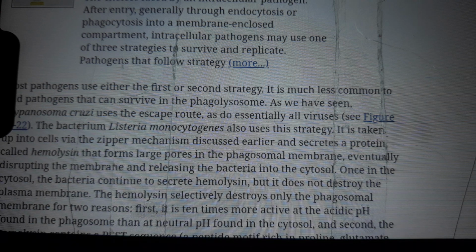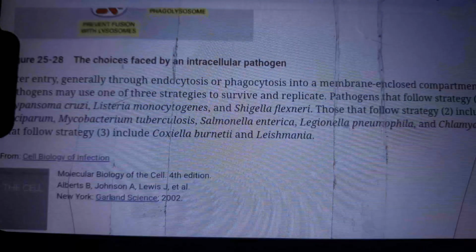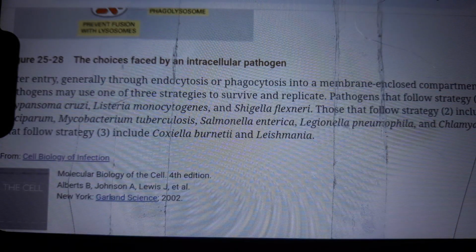Intracellular pathogens may use one of three strategies to survive and replicate. Pathogens that follow strategy 1 include all viruses, Trypanosoma cruzi, Listeria monocytogenes, and Shigella flexneri. Those that follow strategy 2 include Plasmodium falciparum, Mycobacterium tuberculosis, Salmonella enterica, Legionella pneumophila, and Chlamydia trachomatis. Those that follow strategy 3 include Coxiella burnetii and Leishmania.